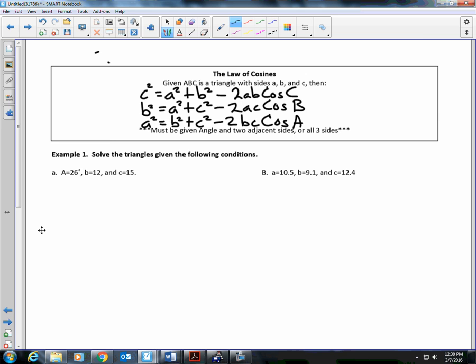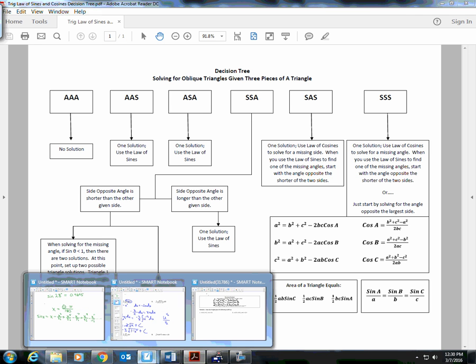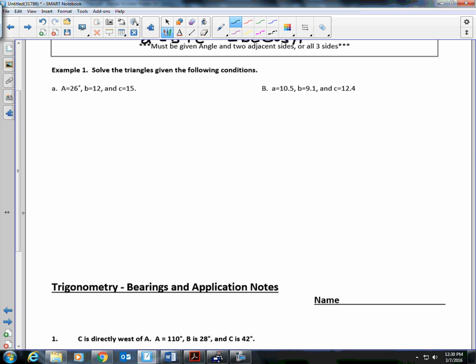So you don't have to even memorize those for the test because I give you the formulas right here on your graphic organizer, your decision tree. So let's put it to use. We try example 1. Solve the triangles given the following conditions. We have angle A.